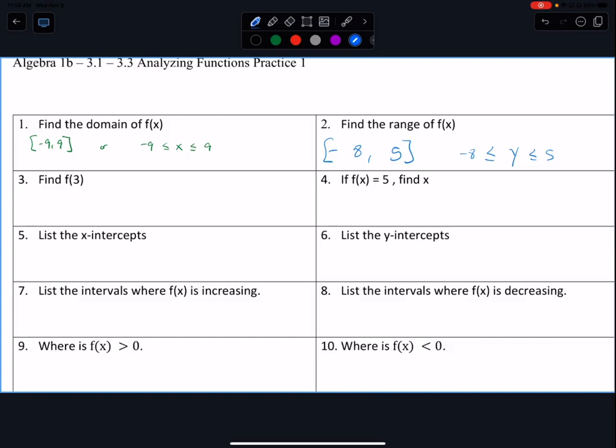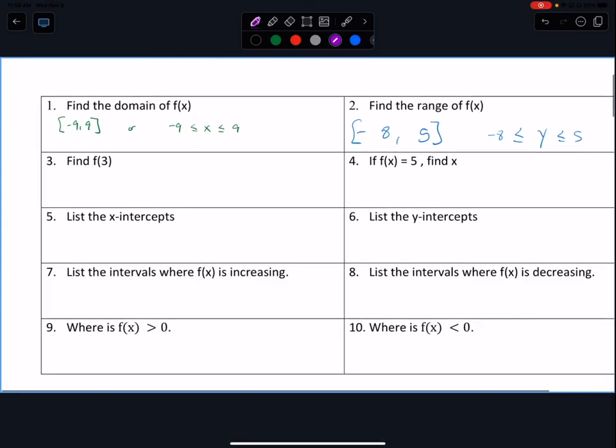Okay. Some of these are nice. Find f of 3. Now we just came out of this. And what does the 3 represent? Is that my x value or is that my y value? F of 3. The x, yeah.